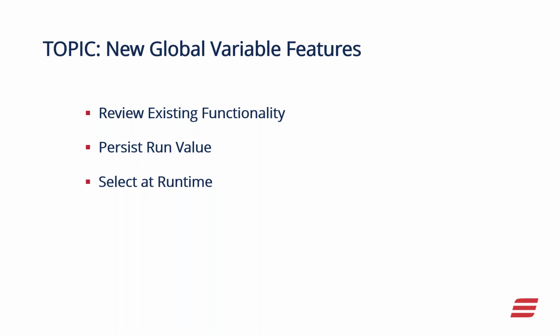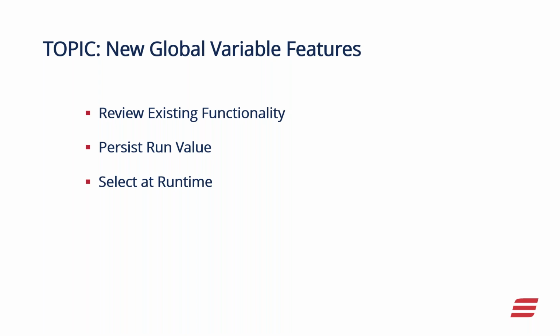So our topic for this week is global variable features. We've actually added two exciting new features to global variables in smartconnect.com. The first one is the ability to persist a run value. So whatever the value is in that global variable at the end of the map run will be saved to the SmartConnect database. So the next time that the map runs, it'll use that value.